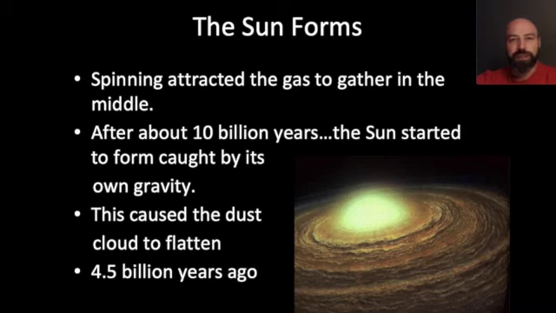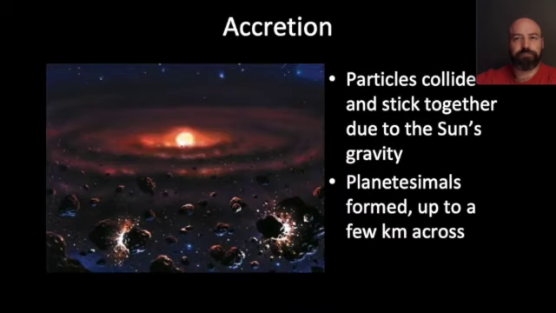After about 10 billion years, the sun started to form. And we started to have some different reactions in between those gases. They're now the sun. So this would have been about 4.5 billion years ago. All the other dust and gas that was in the disk outside of the center starts to gather together as well. This is called accretion.